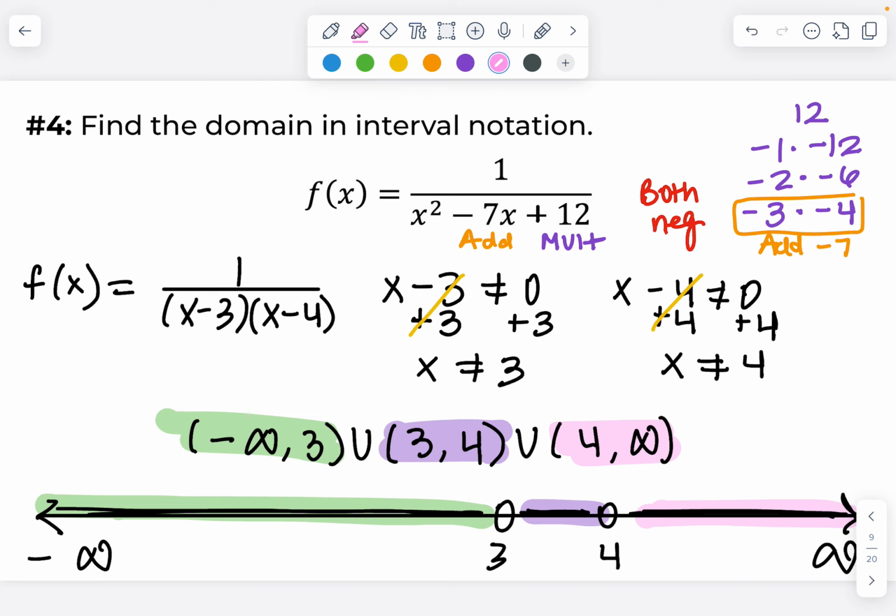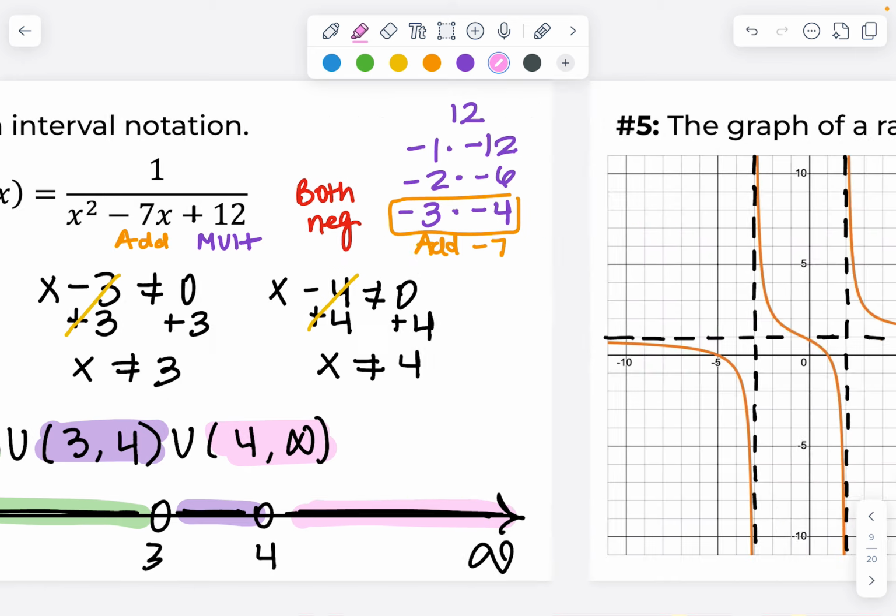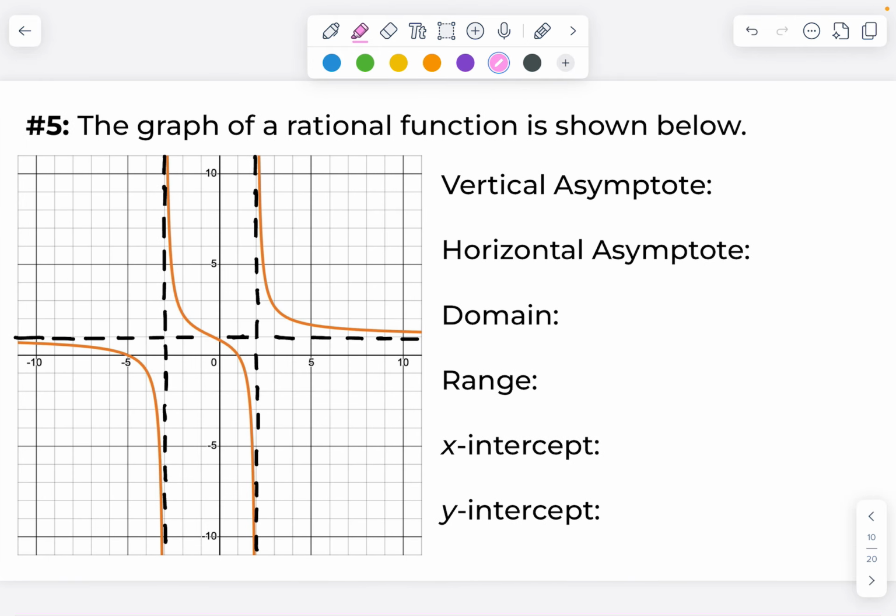So that's finding domain just given a function without even looking at a graph. We are now going to do some examples where we're given graphs and we're going to find all the characteristics for it. Okay. So I've got the asymptotes drawn in as dashed lines here for us. Okay, so we're going to start with our vertical asymptotes.